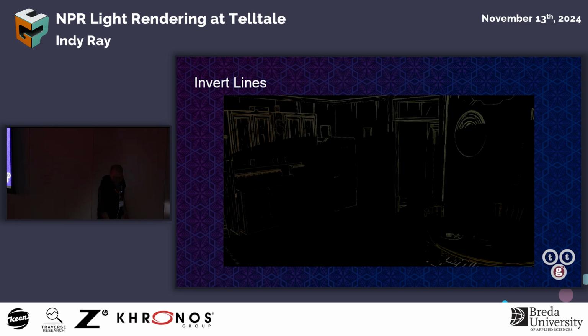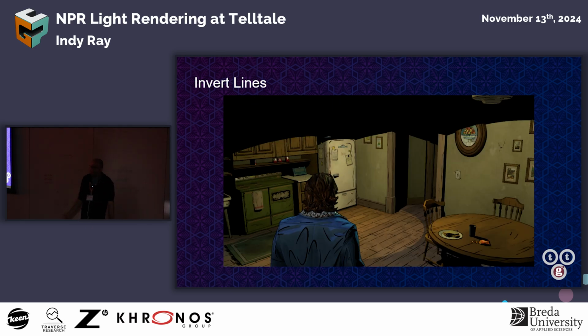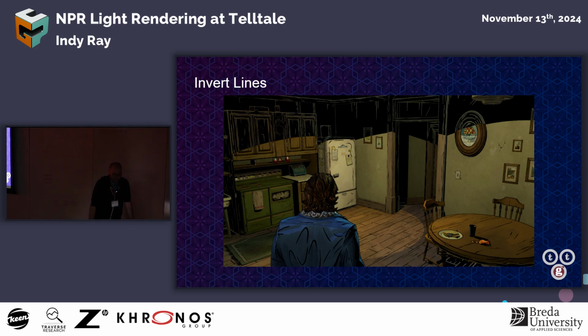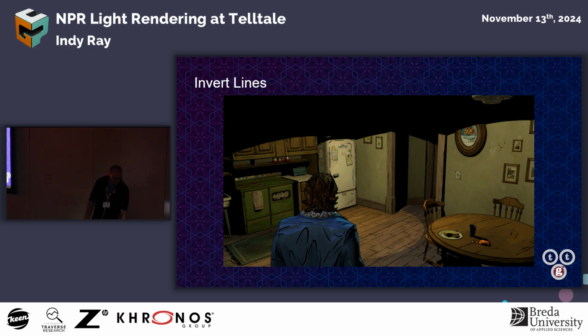You can see in our previous scene, this is the apartment scene with all of its invert lines. And then the scene without the invert lines applied. And then once we apply those, you get how it looks in the game.